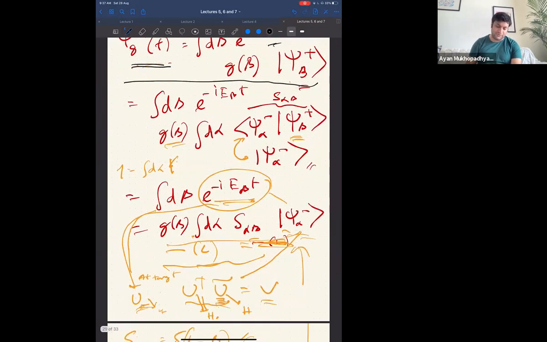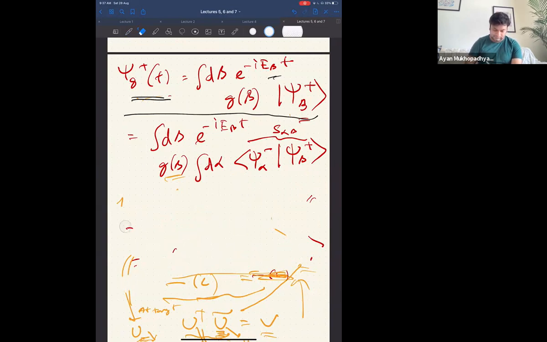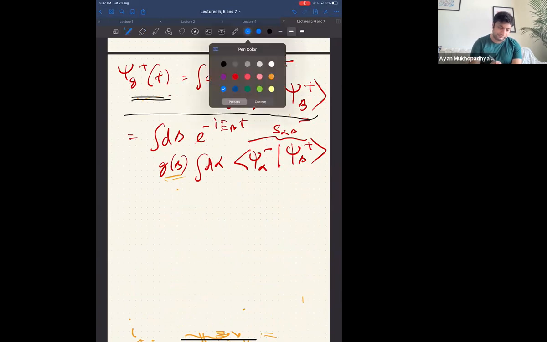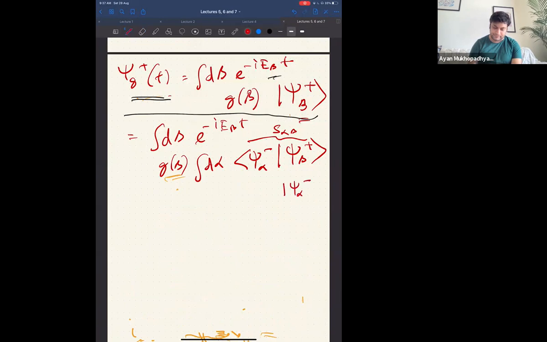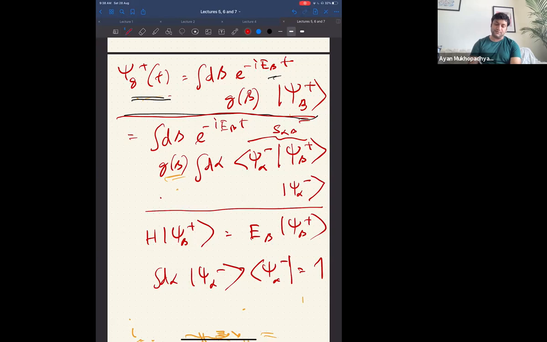Let me go through it again. What we did here was use the fact that H psi beta plus is equal to E beta psi beta plus. So we started with an in state and evolved it in time. Then we took this inner product and used the fact that the integral of d alpha psi alpha minus psi alpha minus is equal to identity, a complete basis of states. We inserted it here, and therefore, if you take an in wave packet at late time, it will look like this expression. And this is where S alpha beta comes in.